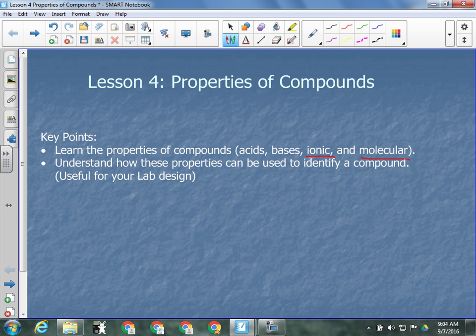So what we want to go over today is, what are some of those properties? What are some things we should be looking for in an ionic compound, in a molecular compound, in an acid, in a base, things like that. Those are things you'll want to make note of, because as it says here in the second point, understand how these properties can be used to identify a compound, which will be useful when you're designing the procedure for your lab.